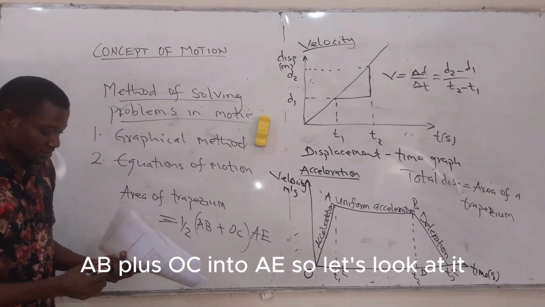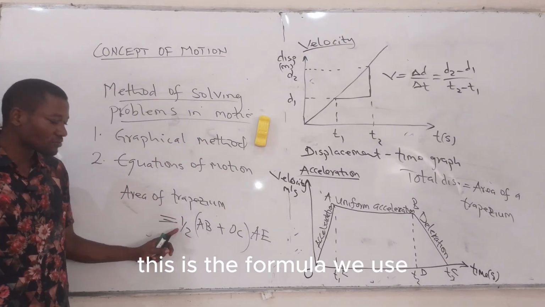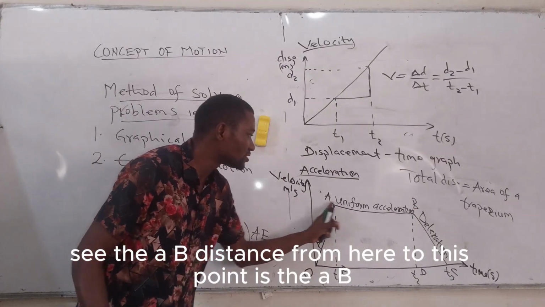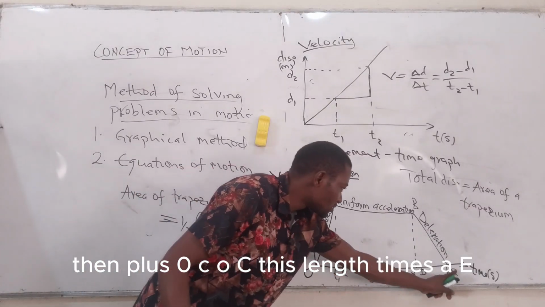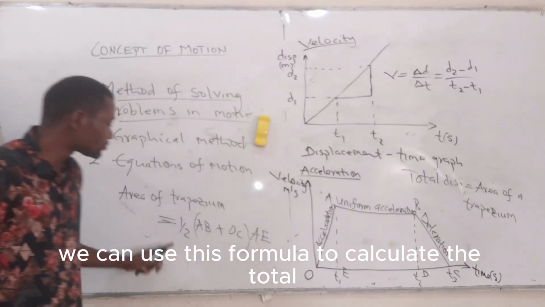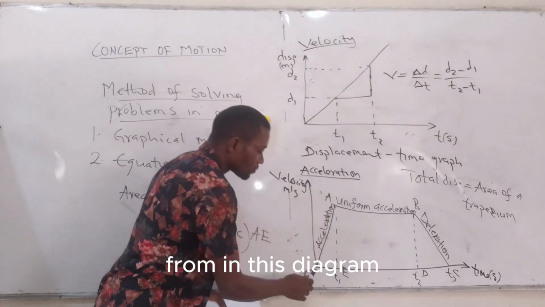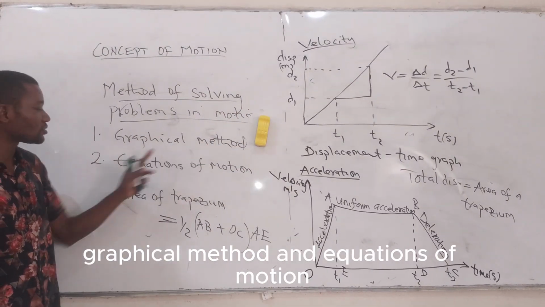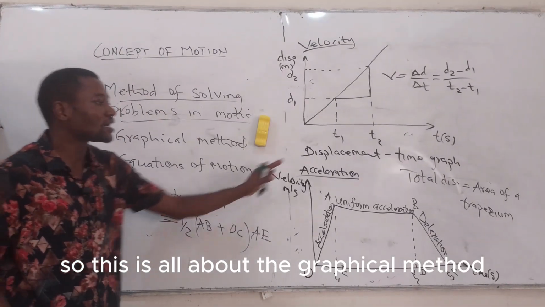So let's look at it. We say the total distance covered is equal to the area of the trapezium. This is the formula we use. Half, AB: the distance from here to this point is AB. Then plus OC, this length, times AE. This is the height, AE. So we can use this formula to calculate the total distance covered in this diagram. So like I told us, two methods: graphical method and equations of motion. So this is all about the graphical method.